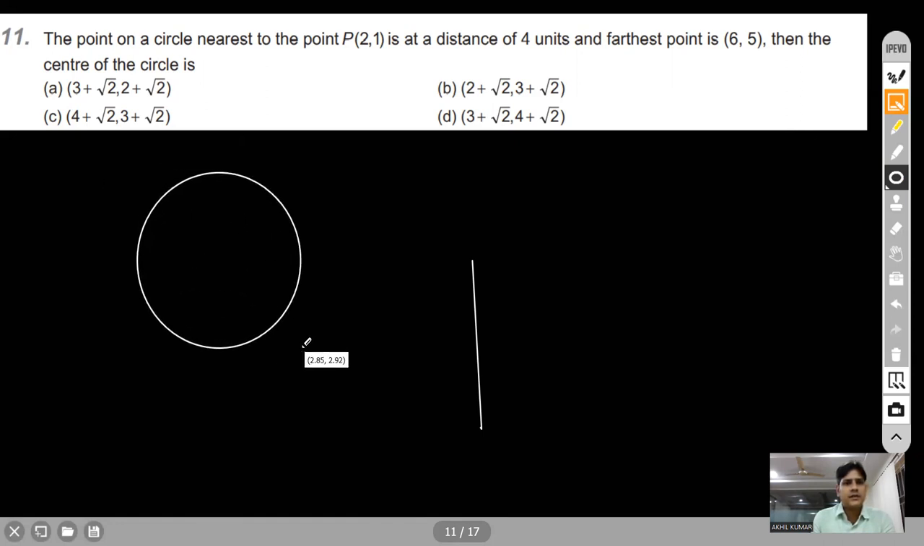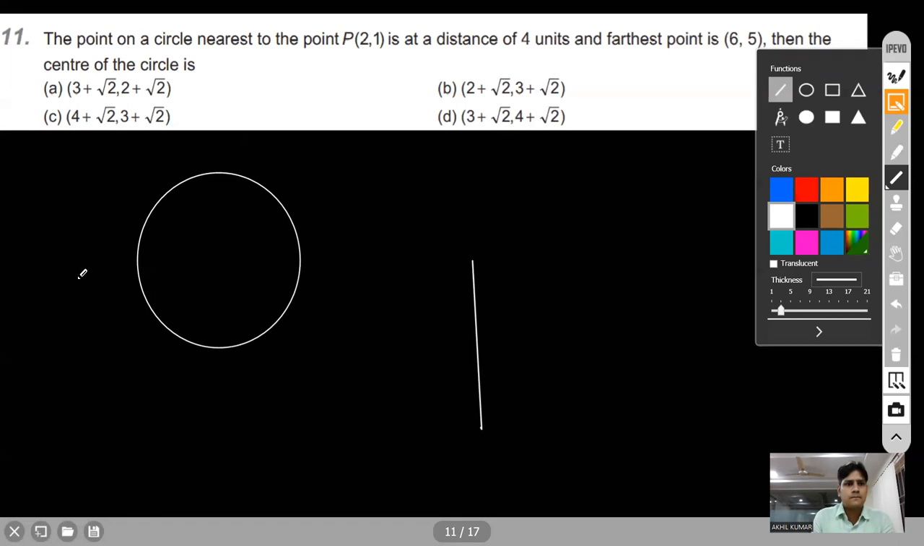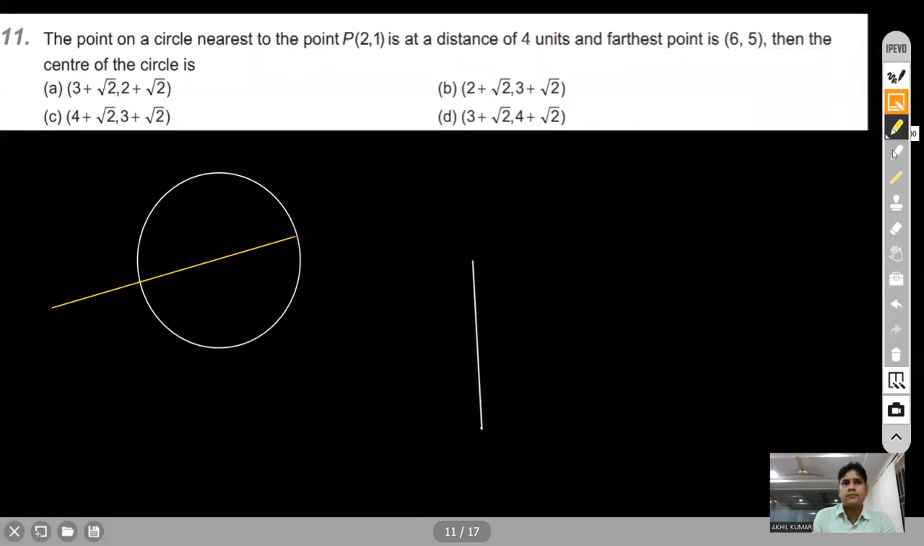So if you see, suppose this is the point P, P(2, 1). Let me consider this as point A, means on extending this line it meets the circle at A and B, and A is the nearest point. It is at distance 4 units from here. And the farthest point is 6, 5.